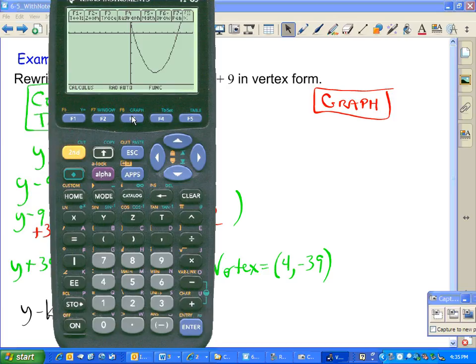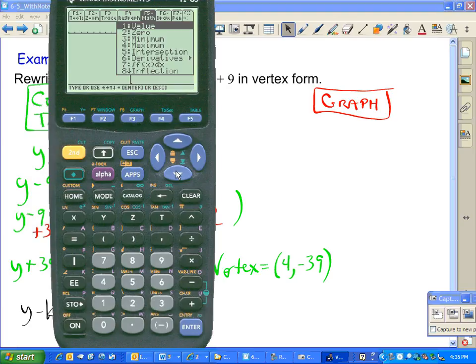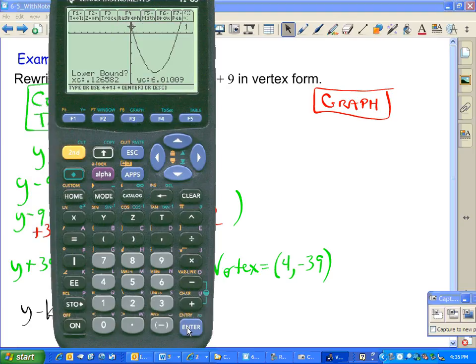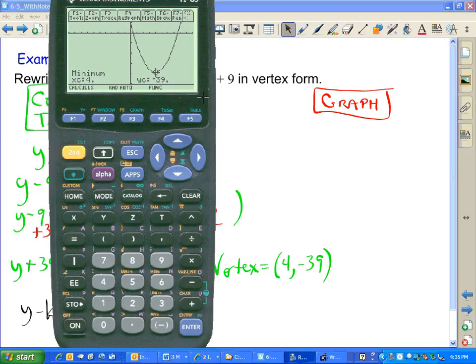So take a look here at this equation. We again have a minimum. So that's choice 3, a minimum, the lower bound to the left of the minimum, the upper bound to the right. And it tells us the minimum is 4 and negative 39. The same answer we got by the other method. The same answer we got by completing the square.